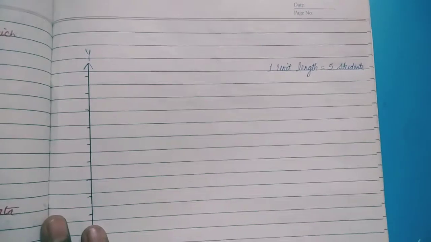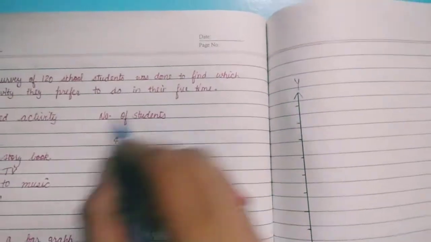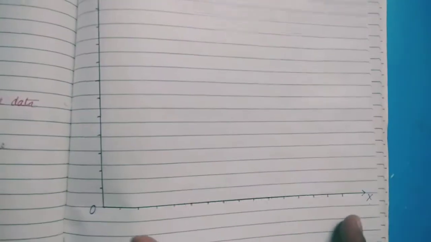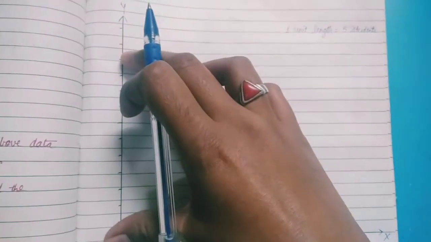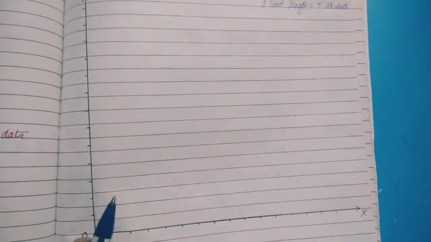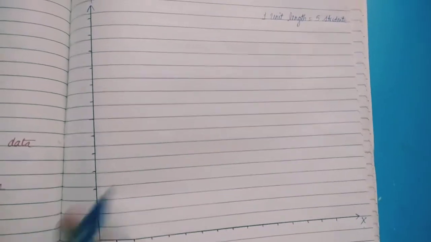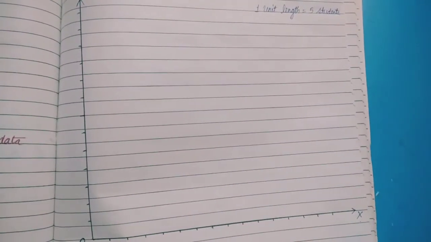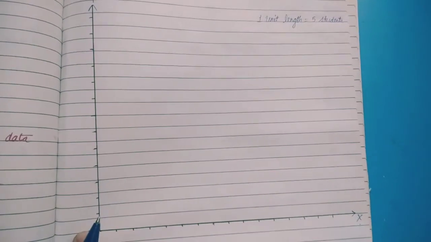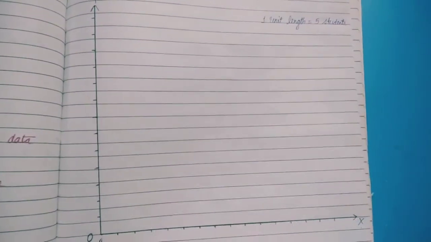Now here we have number of students and preferred activity. We can put number of students here or here. If we put number of students on the x-axis, our bar graph will be horizontal, and when we put number of students on the y-axis, our bar graph will be vertical. So we are putting it on the vertical axis, and 1 unit length is 5 students.